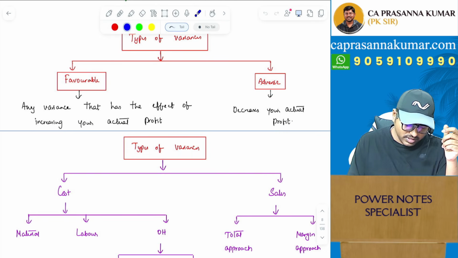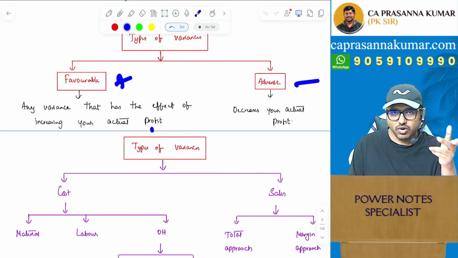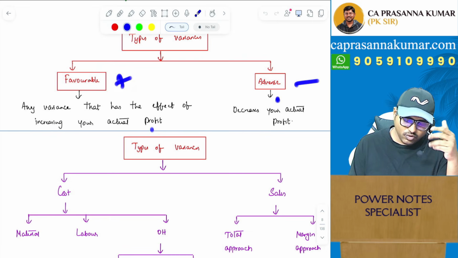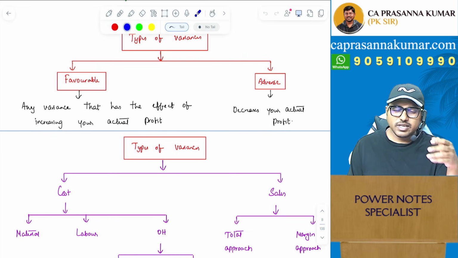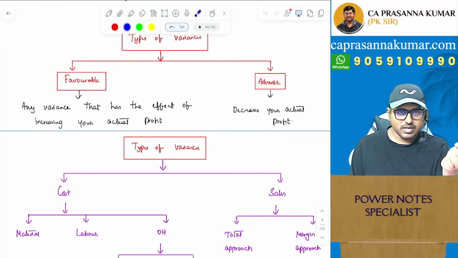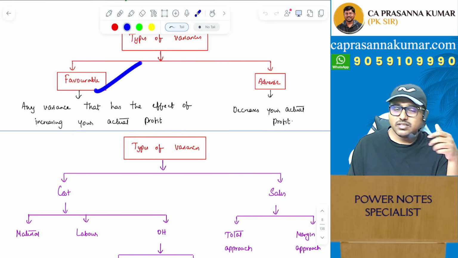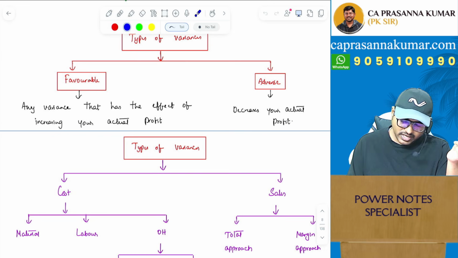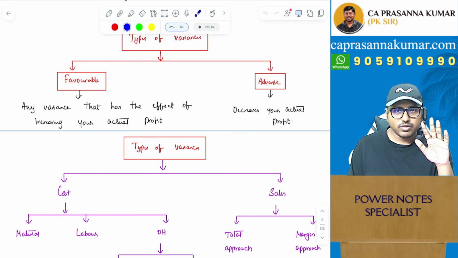Don't come to a conclusion that plus is favorable, minus is adverse. No, it's wrong. In case of cost, it is like that. In case of sales variances, it is reverse. So therefore, don't go with that. Those are all blind rules. Anyway, we'll try to learn that to solve the questions faster in our CA or CMA exams. Got it? But favorable means anything that increases your actual profit is favorable variance. Any variance that reduces your actual profit is adverse variance.